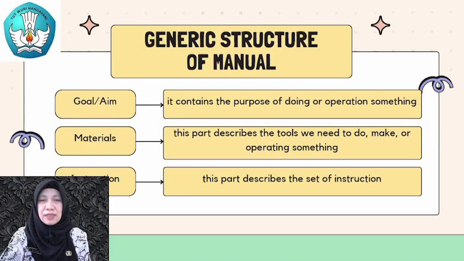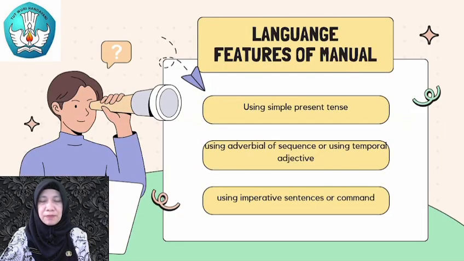Next, the generic structure of a manual procedure text. First is goal or aim. It means it contains the purpose of doing or operating something. And material, it means this part describes the tools we need to do, make, or operate something. And instruction, it means this part describes the set of instructions.